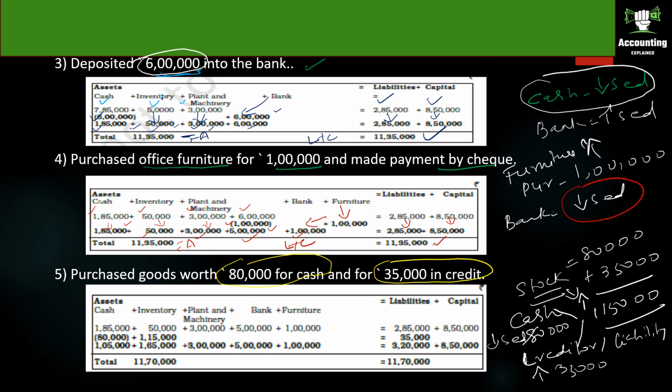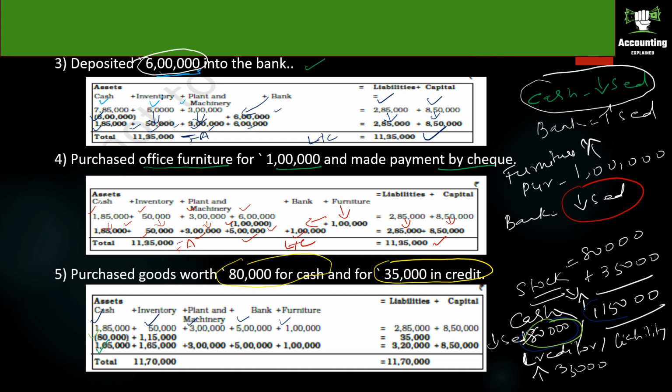So let us see, take the closing balance from the previous transaction. Okay. What is the previous transaction closing balance? Cash 1,85,000, inventory 50,000, plant and machinery 3 lakhs, bank 5 lakhs and furniture 1 lakh. Okay. So in cash how much you have paid? You have paid 80,000 here. Okay. 80,000 here as cash for the stock. So 80,000 deduct from 1,85,000. Now you get 1,05,000.